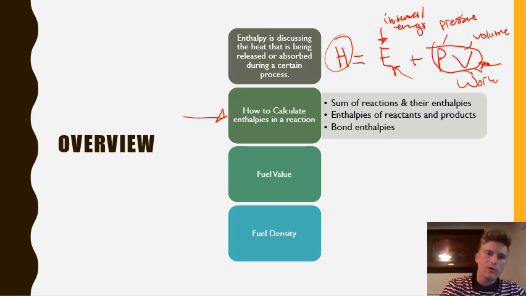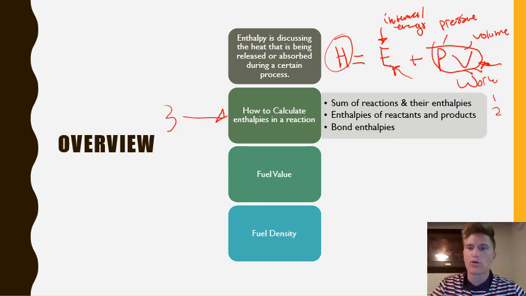There are three main ways that we can calculate the enthalpy in a reaction. The first is to sum all of the reactions and their enthalpies, and that'll give you the final enthalpy. The second is the enthalpy of reactants and products, looking at what is going on within that chemical equation and determining whether heat is released or absorbed during this process. And the third is that we can calculate it through bond enthalpies, the individual bonds within an equation. We can use those to determine the total heat that is released or absorbed during a process.